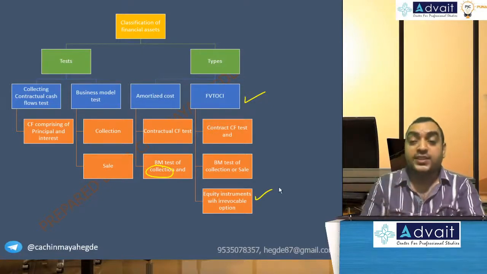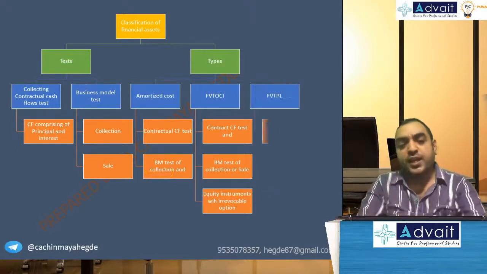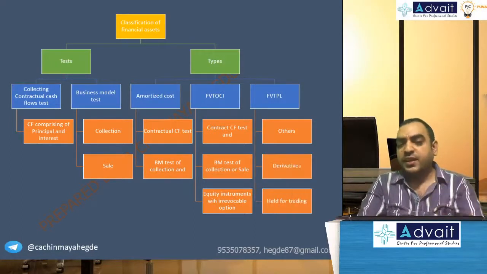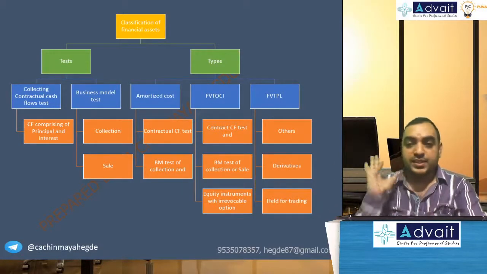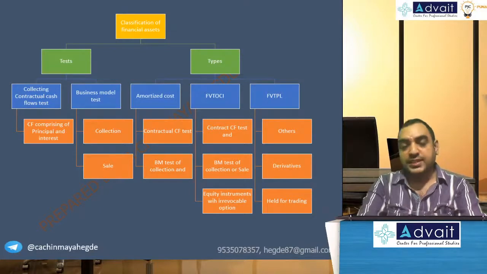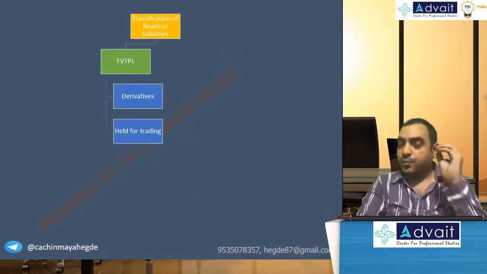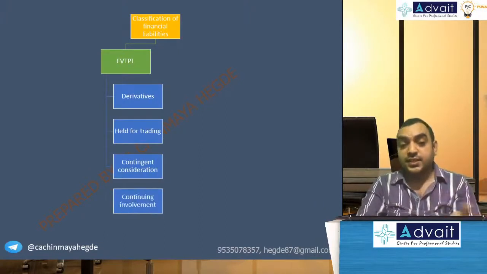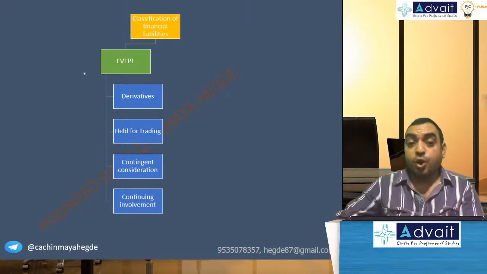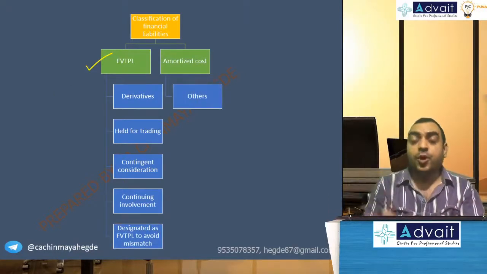It gives you the choice to take it at FVTPL or at FVOCI, and rest everything comes in FVTPL. Derivative comes here, held for trading and all will come here. This is classification of financial assets. Next, financial liabilities: mostly the derivatives, held for trading, contingent consideration, continuing involvement, all these come in FVTPL. Rest everything will come in amortized cost.